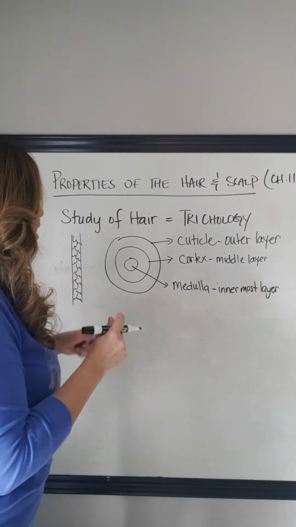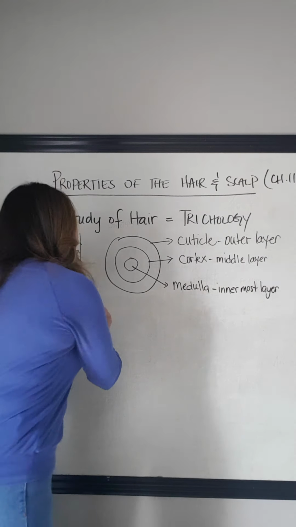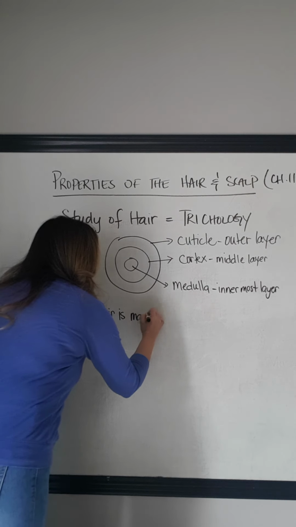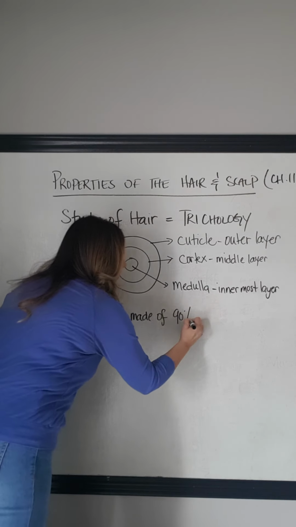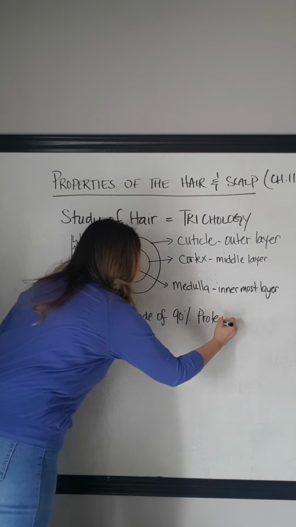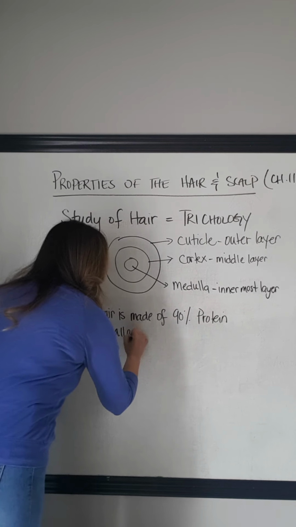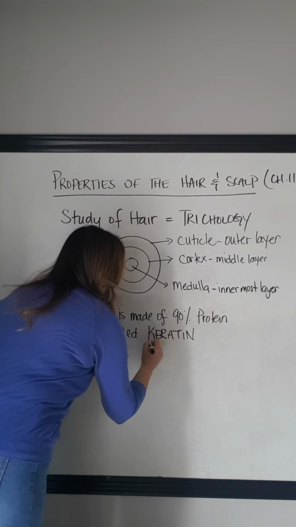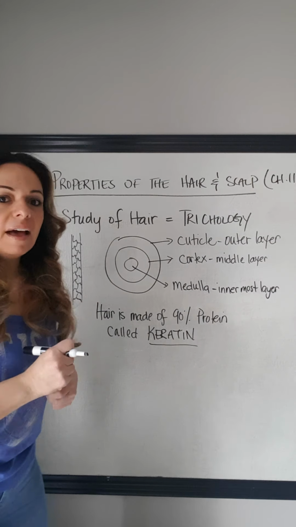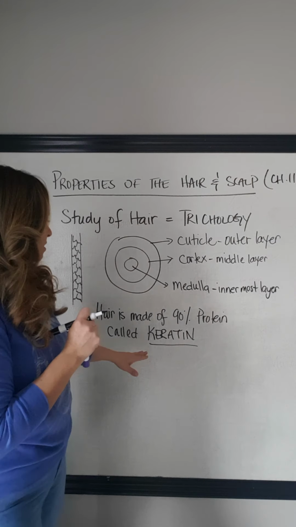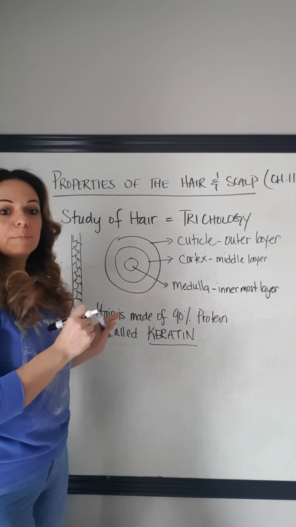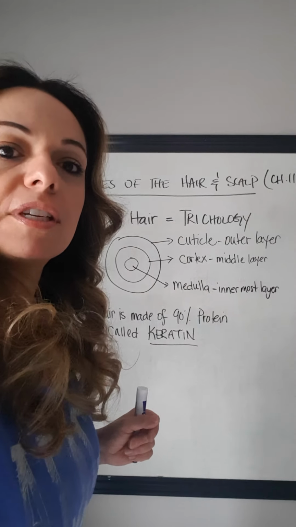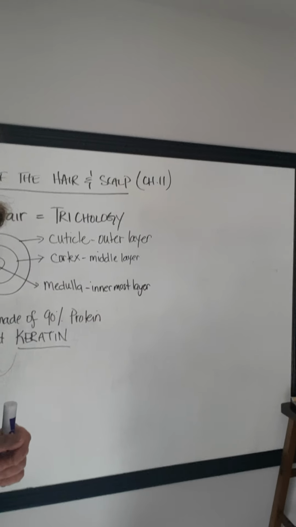We're going to move on to what the hair is made of. So hair is approximately 90% made up of a protein called keratin. It's a fiber and it's a protein, and 90% of the hair is made of that protein, called keratin. So I'm going to try and move this over to the other half of the board here.